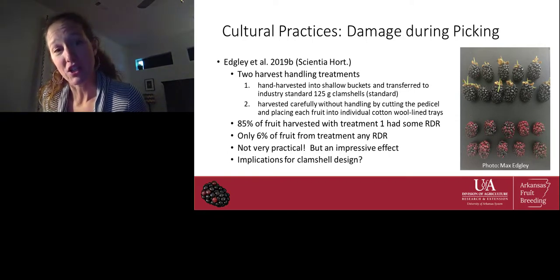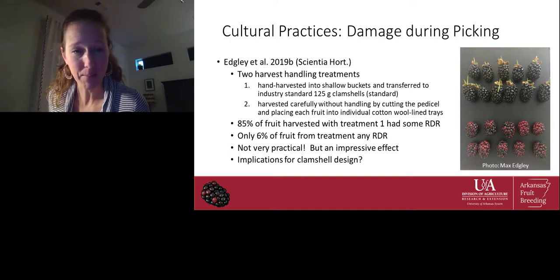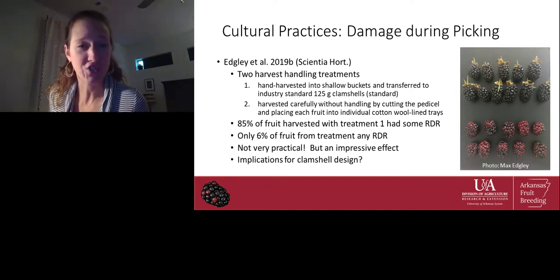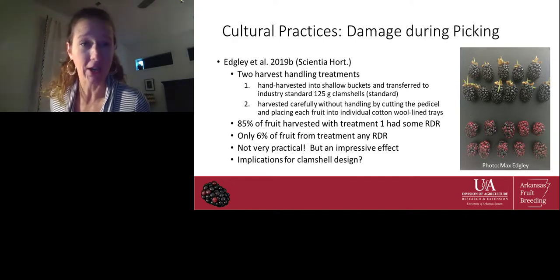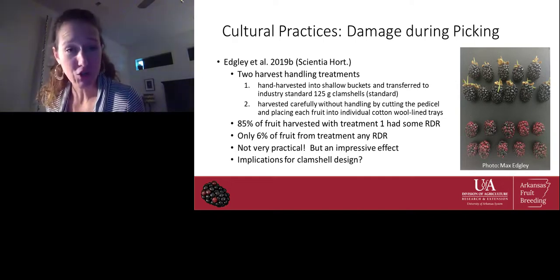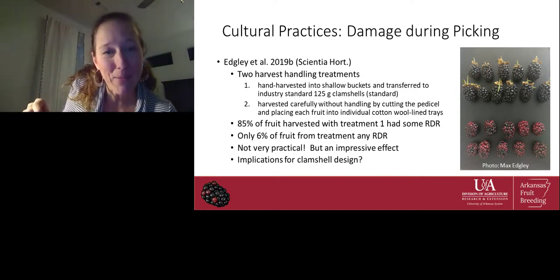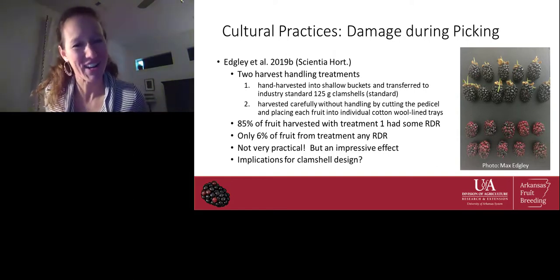Another study that Max Edgley did was that he had 2 harvest handling treatments. First, the standard practice where somebody is hand harvesting blackberries into shallow buckets and then transferring those to industry standard 125 gram clamshells. And again, this is with Ouachita fruit grown in a tunnel in Tasmania. His second treatment was to have somebody individually snip off each blackberry by the pedestal without touching the fruit and place it into cotton wool lined trays.